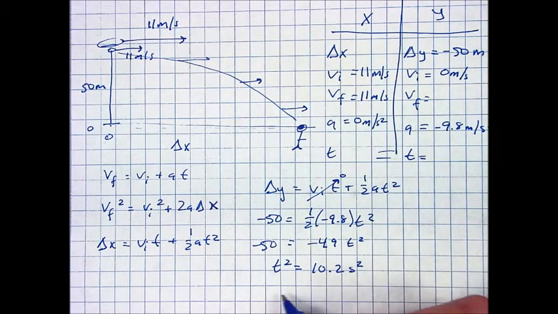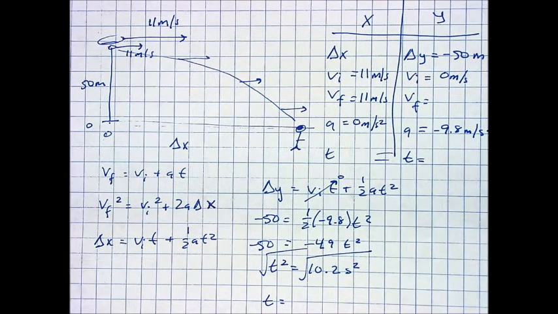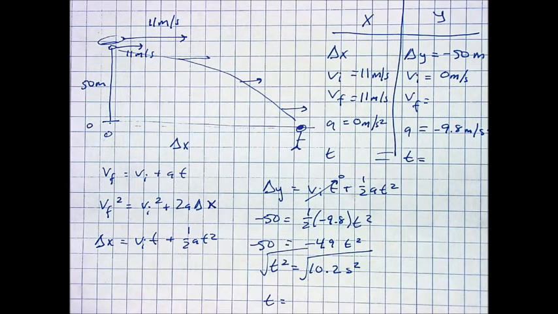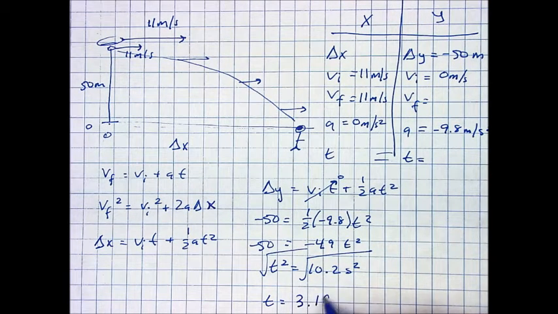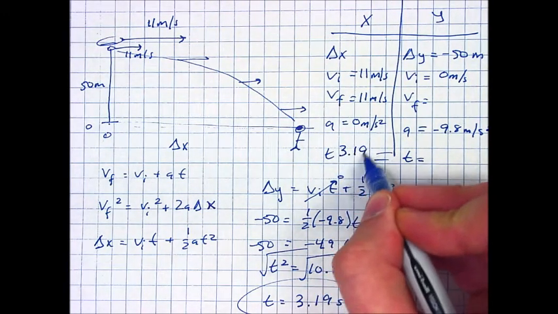But then in order to get t by itself, you just square root both sides, and you end up getting t is equal to the square root of that. I'm sorry, my calculator is giving me problems here. Sorry about that. So it's about 3.19 seconds. So that's our time. We can plug that in up here.